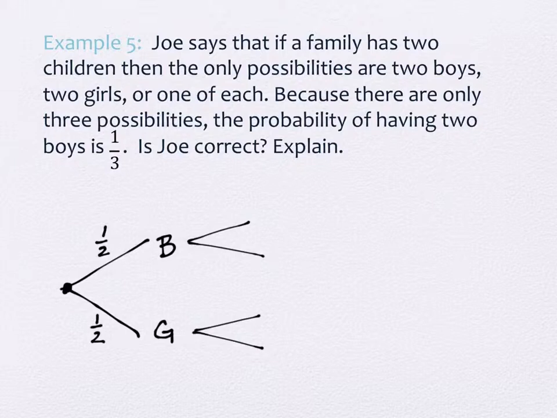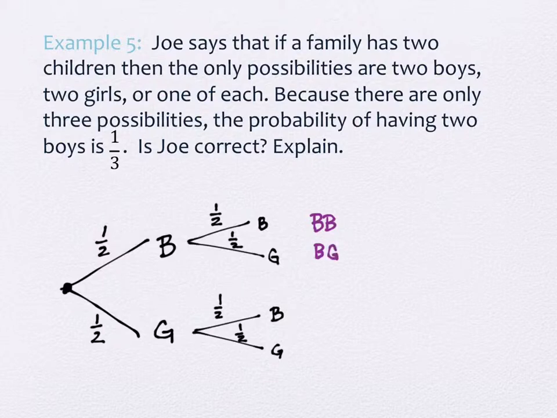So second time around, same thing. I will either have a boy or a girl, no matter what I had the first time. And each of these branches has a probability of 1/2 or 0.5, right? Because these events are independent. They're all 1/2s. Take a look at each branch: the top branch, I'm getting 2 boys. The second branch, I get a boy and then a girl. The third branch, I get a girl and then a boy. And the last branch, I get 2 girls.